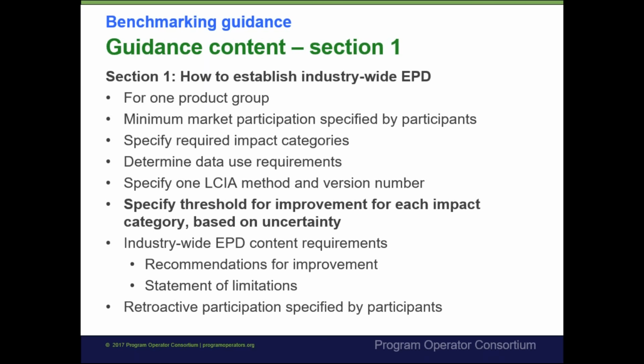So when establishing an industry-wide EPD, it has to be for one product group. Then the participants set the minimum market participation appropriate for their industry. And then they also specify the required impact categories, data use requirements, retroactive participation requirements, and LCIA method and version number. They also specify the threshold for improvement for each impact category, which is based on uncertainty calculations. And then there's the industry-wide EPD content requirements, including guidance for making improvement recommendations.